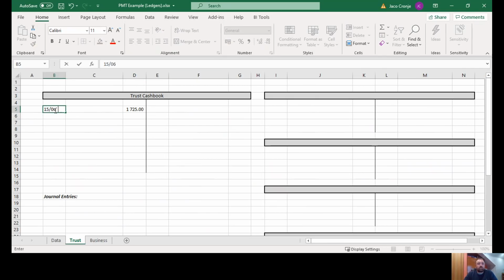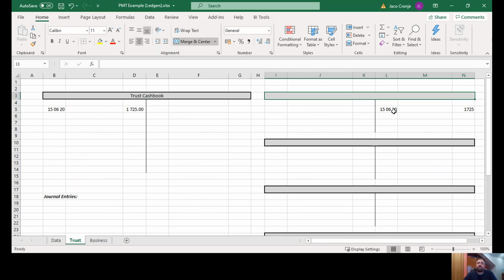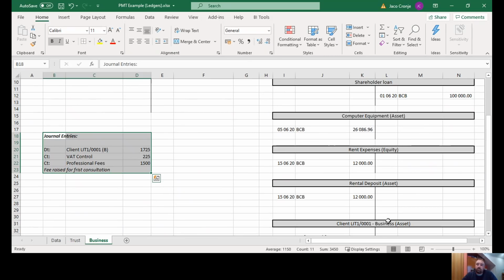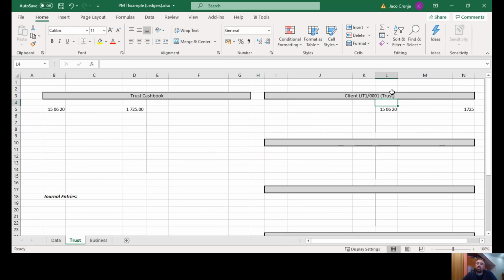That transaction was on the 15th of June, and we'll enter the description now. So if that's a debit, I know I'm going to have an account here with the credit of that same amount on the same date. What do we call this account? This account is going to be called client LIT11 trust. It's very important to write business there and trust on this account here.